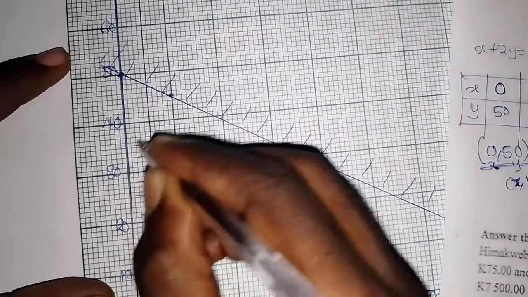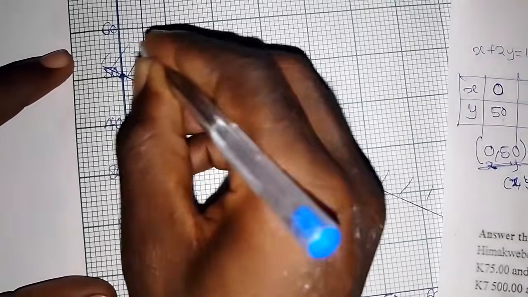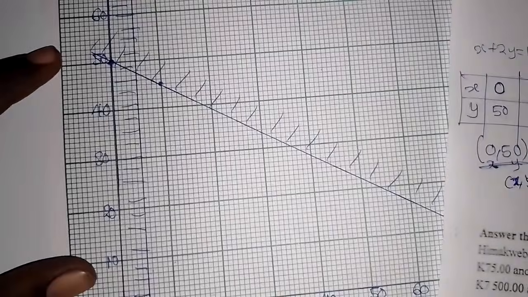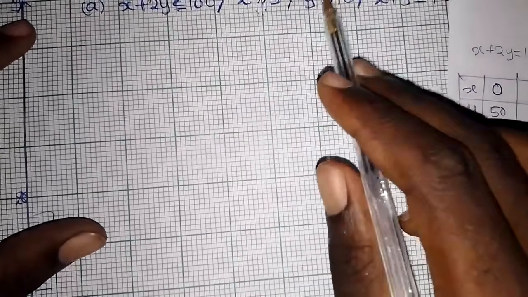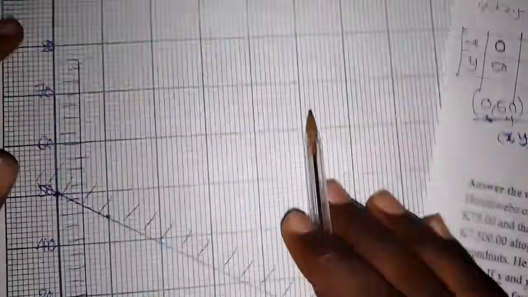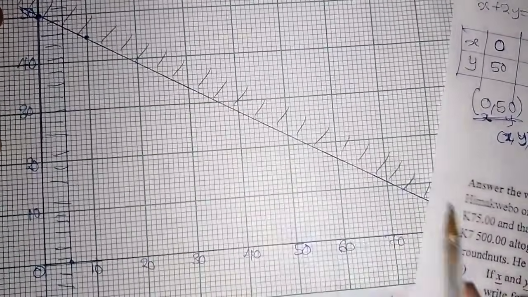This is what we are going to do. Like this, I shade. Have you seen? I've shaded that part. Hope we are able to see. I move to the other one. Y is what? Y is 10. Where is Y 10?